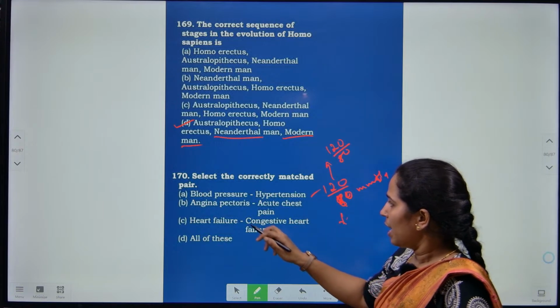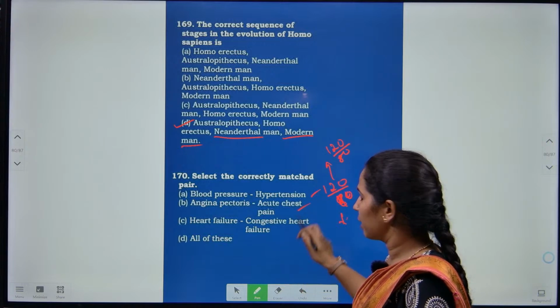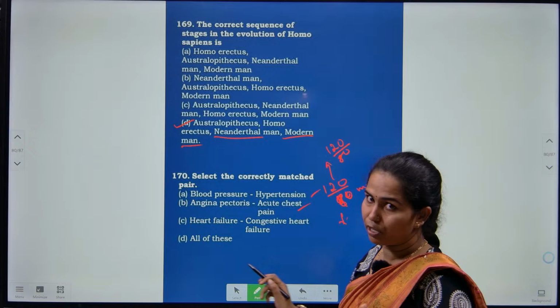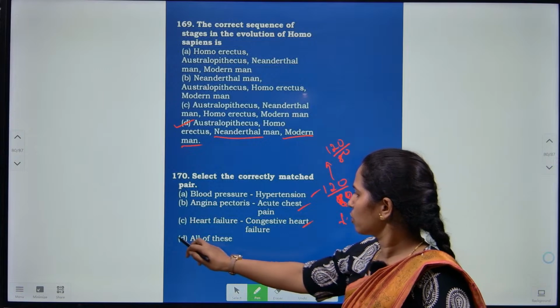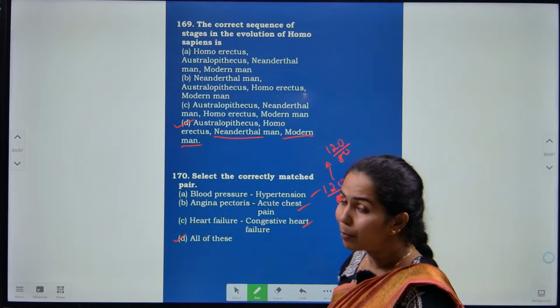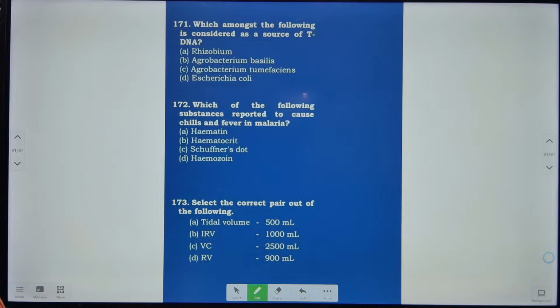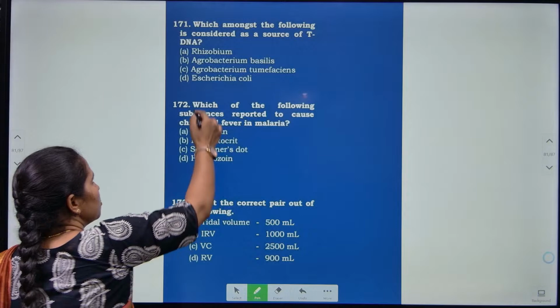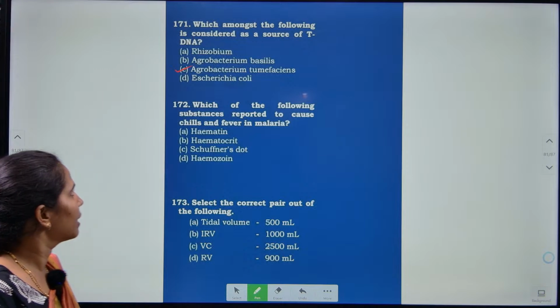Angina pectoris, that is coronary artery disease. We call it acute chest pain, where there is a deposition of cholesterol here. Heart failure, it is congestive heart failure, all of this. So none of the options are mismatched here, they are correctly matched. So all of the above are correctly matched. Next question. Which among the following is considered as a source of tDNA, that is transfer DNA? The Ti plasmid, that is Agrobacterium tumefaciens, is going to be the source of tDNA here.